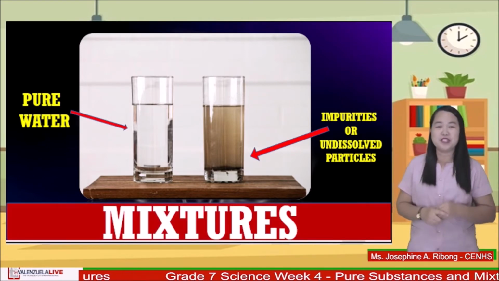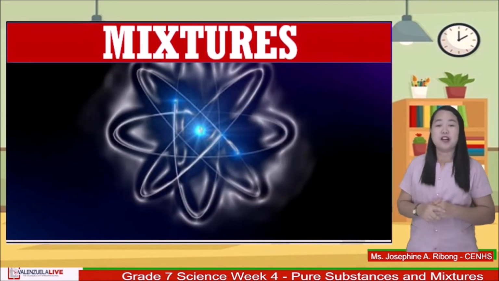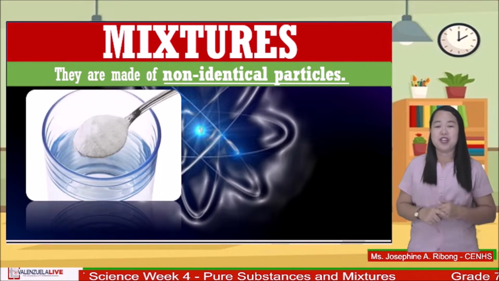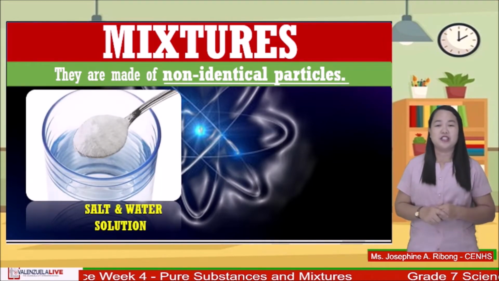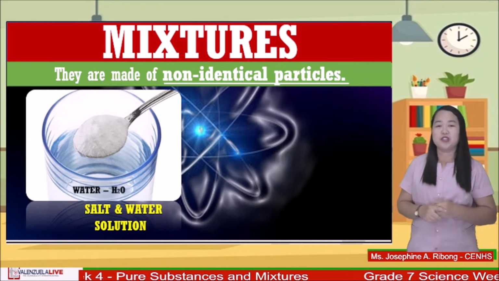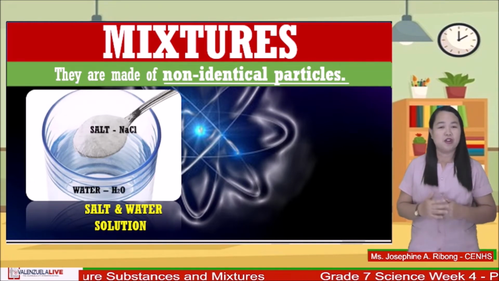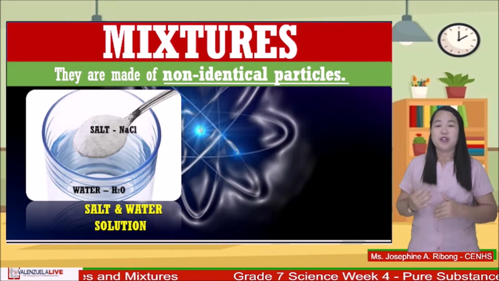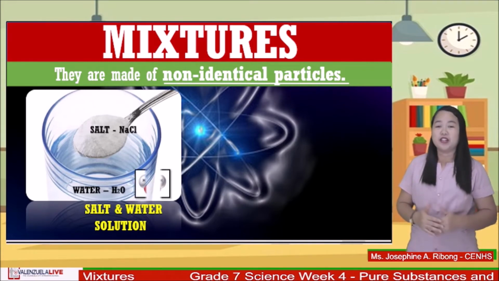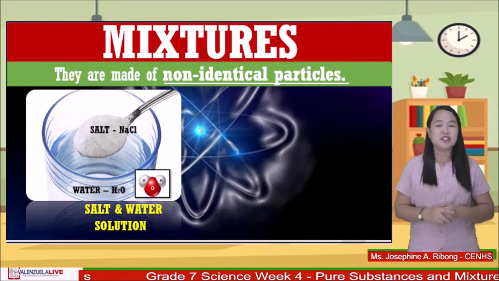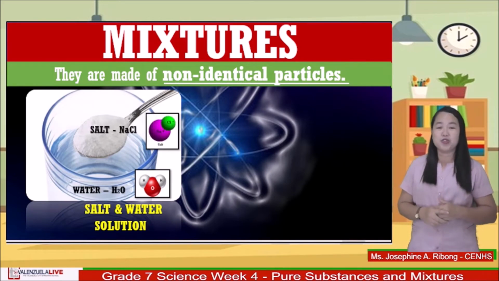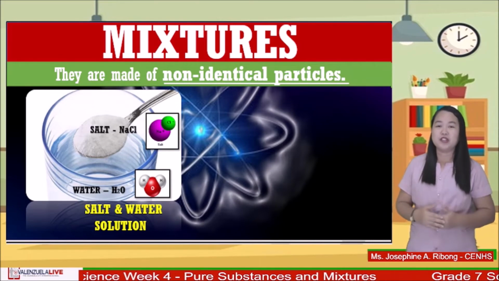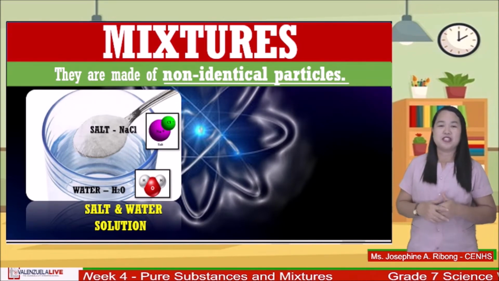In contrast to pure substances, mixtures are made up of non-identical particles. As an example, we have here a salt water solution. This salt water solution is an example of a mixture because it is made of two non-identical particles. When we look at their compositions, water is made up of hydrogen and oxygen, while salt is made up of sodium and chlorine. Therefore, the salt water solution is made from two different substances.